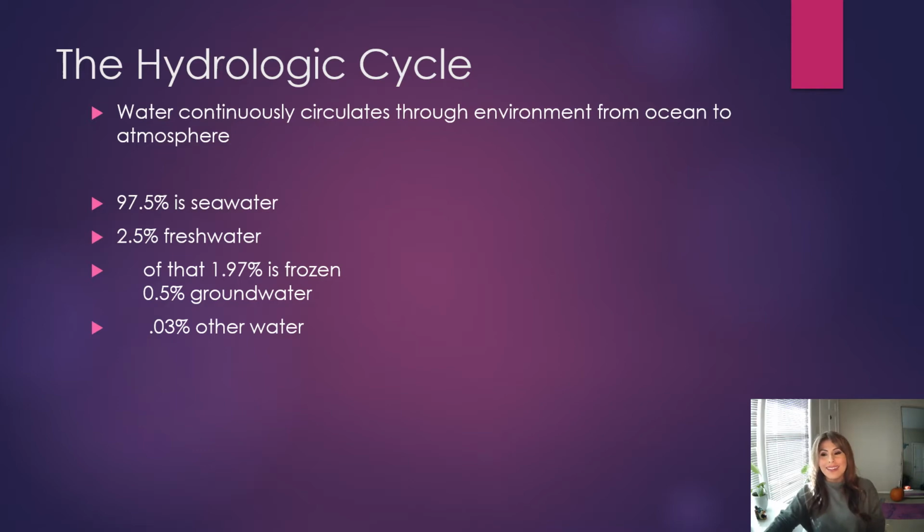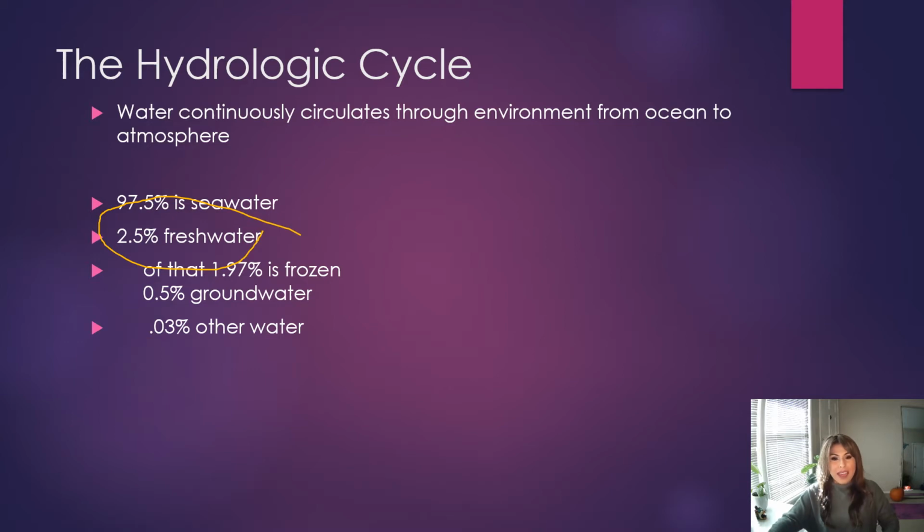So here is what I kind of already explained. It's just another slide for it. Water continuously circulates through the environment, from ocean to atmosphere. Okay, so here's a breakdown of our water, right? So about 97.5% of our water is in the ocean. So about 2.5% is fresh water. And so that's the key here. This is what is available to us, right?